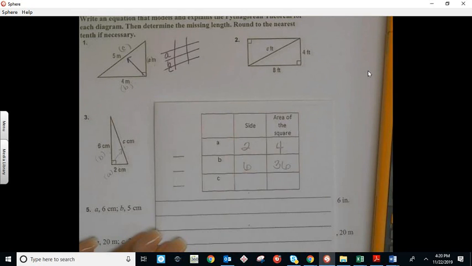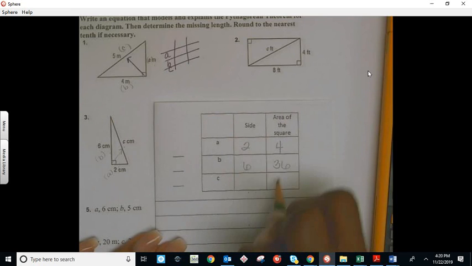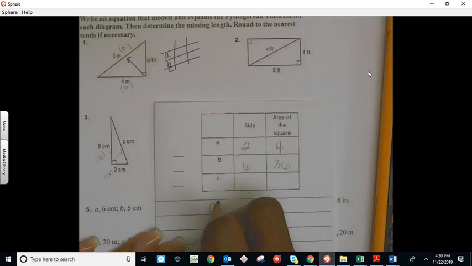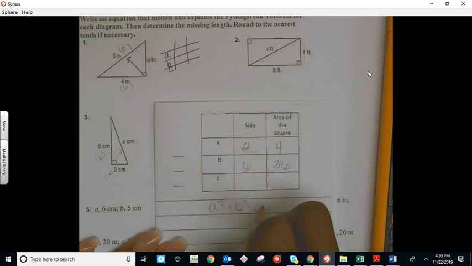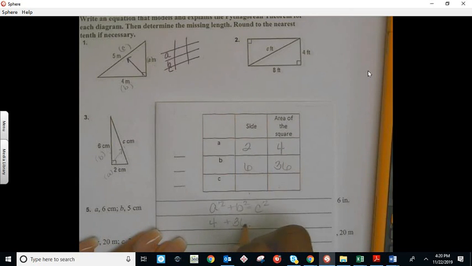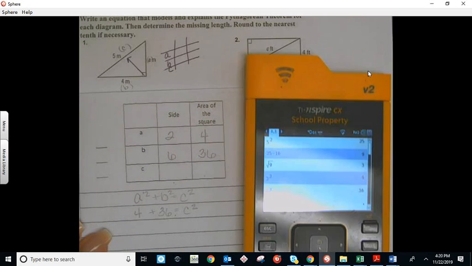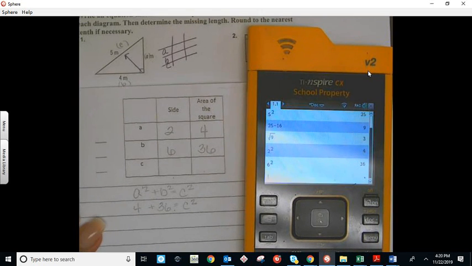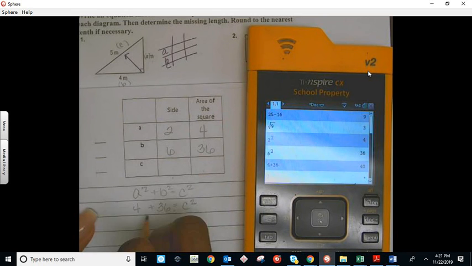So here's what I know. I know a squared plus b squared equals c squared. I just don't know what c or c squared is. So a squared plus b squared equals c squared. I know a squared is 4. I know b squared is 36. That equals c squared. I'm going to scoot this over so we can see the calculator, okay? So 4 plus 36 is 40. 40 equals c squared.